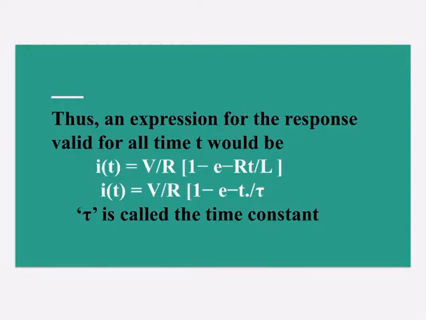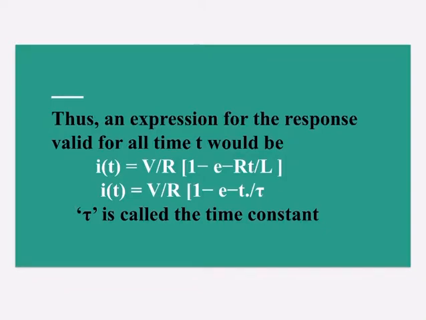Further, we can normally write this equation as i of t is equal to V by R into (1 minus e to the power minus t by tau), where tau is called the time constant of the circuit, and its units are in seconds.